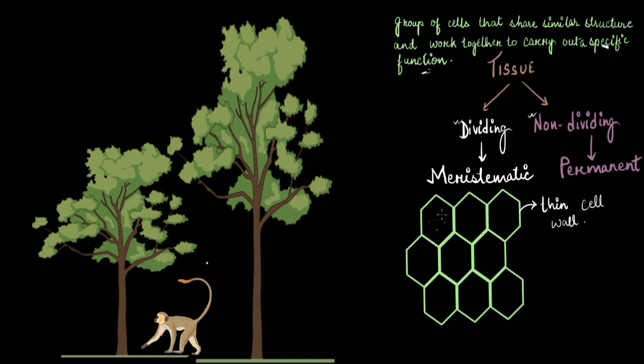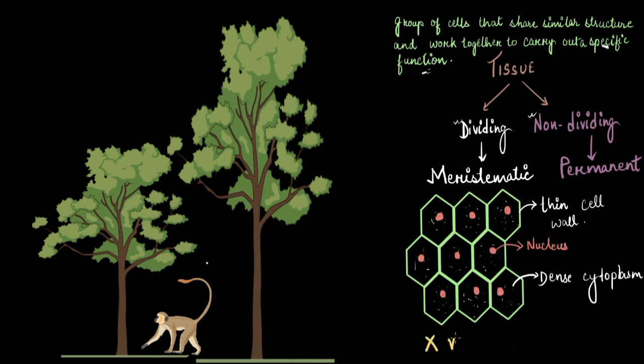Next, they have very dense cytoplasm. Because their metabolic rate is so high, they need a lot of ingredients to keep dividing, okay? That's why they have very dense cytoplasm along with a very prominent nucleus, and they don't have any vacuole. Usually we get to see large vacuoles in plant cells, right? But these cells, they don't have vacuoles. Can you tell why?